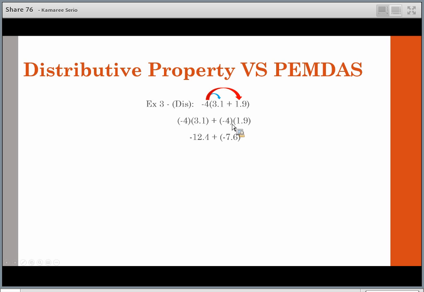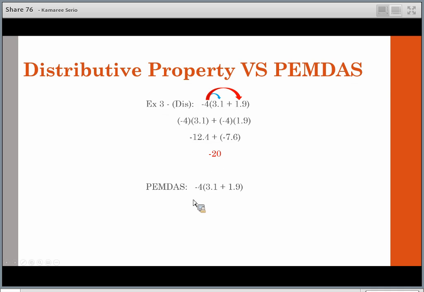Okay, so negative 4 times 3.1 is negative 12.4. Negative 4 times 1.9 is negative 7.6. So once I'm at this step here, my signs are the same, and I'm adding, so that means I'm going to add my numbers and keep my sign. So when you add 12.4 and 7.6, you get 20, and it's negative because both of my numbers above it are negative. Remember, when you're adding and your signs are the same, you add the numbers, keep the sign.